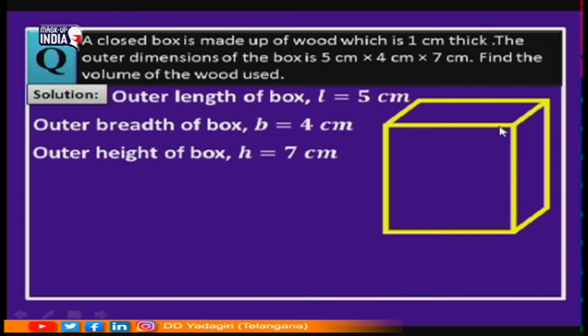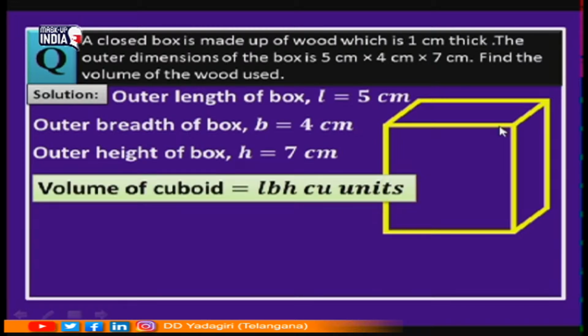For finding such things, children, we need to find outer volume minus inner volume, that will give you the volume of wood used. That means, first we need to find the outer volume. Whether it is outer volume or inner volume, it is in the shape of a cuboid. So, the volume of a cuboid is L into B into H cubic units. So, outer volume is given by 5 into 4 into 7.